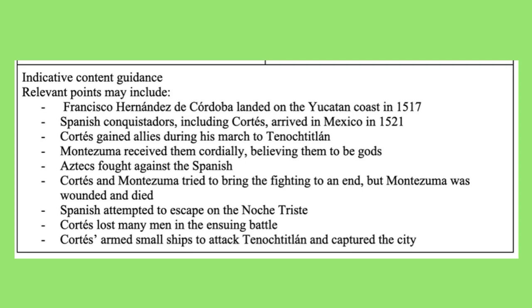So one point that you could have included could have been that Cortés gained many allies during his march. That's quite a simple general comment, so we need to then explain how that led to further developments. Why was that significant? So you can then say that because of this, Montezuma received them cordially because he believed them to be gods. So you can see then that we're linking these events together. We're not just listing them, we're seeing how one thing brings about the next thing.